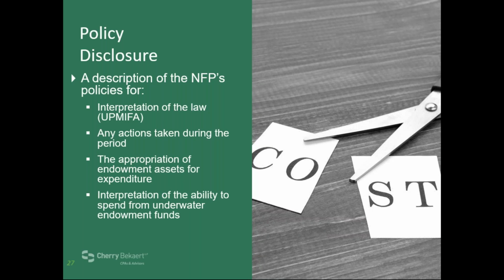So, in addition to the disclosures that we've already talked about, the standard requires additional policy disclosures. These are specifically related to your endowment, but policies that you should be disclosing are interpretation of the law, any actions taken during the period, any changes in your assumptions, the appropriation of endowment assets for expenditure, and your interpretation of the ability to spend from underwater endowments.